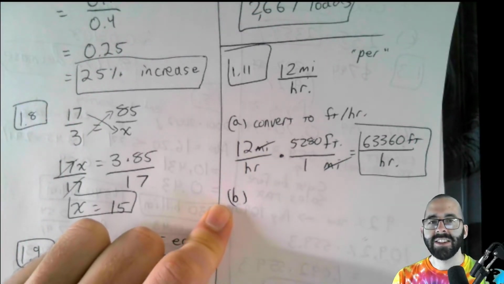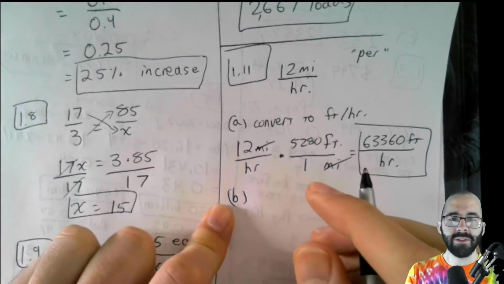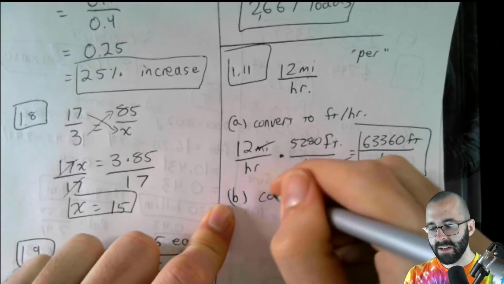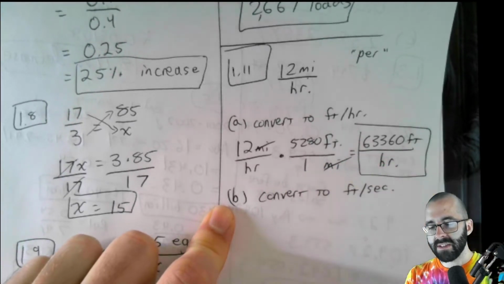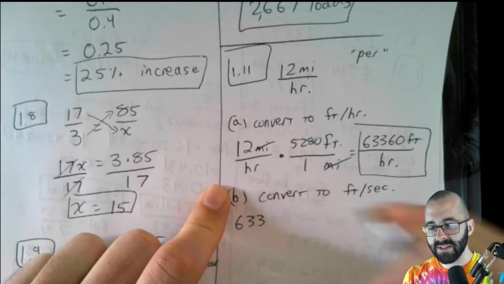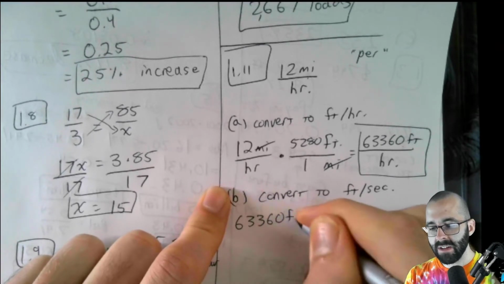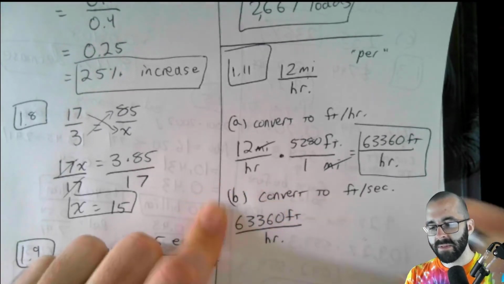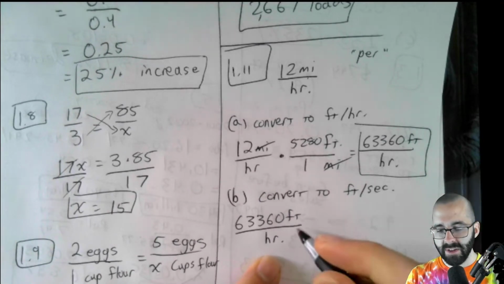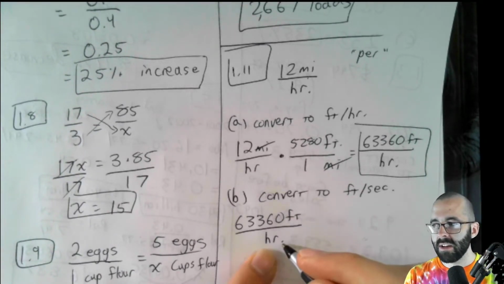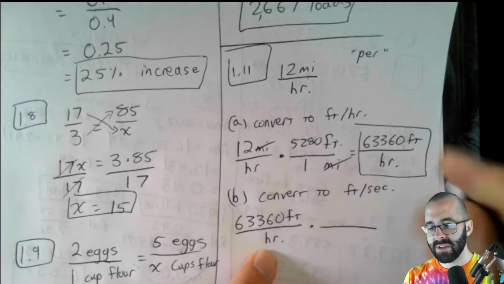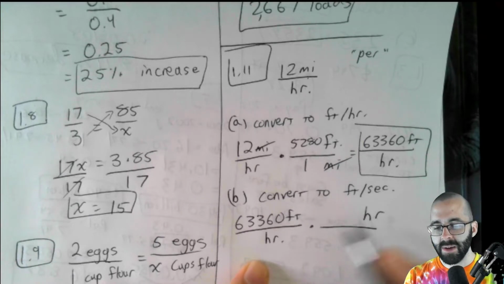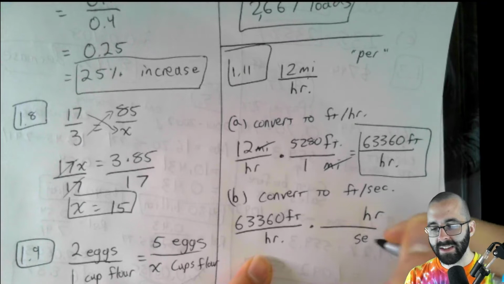So now it wants us to take our answer from part A and convert that to feet per second. And we'll do it very similarly. We start with what we have, 63,360 feet per hour. And we convert this to feet per second. So now the feet part is good. The hour isn't good though. We want seconds. So we say, okay, we need hours on the top here, so they cancel. And what do we want on the bottom? We want seconds on the bottom.